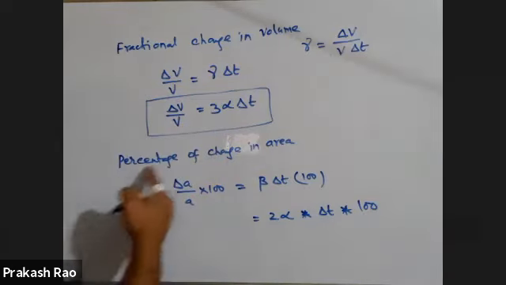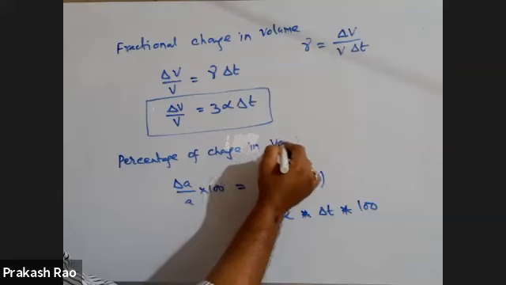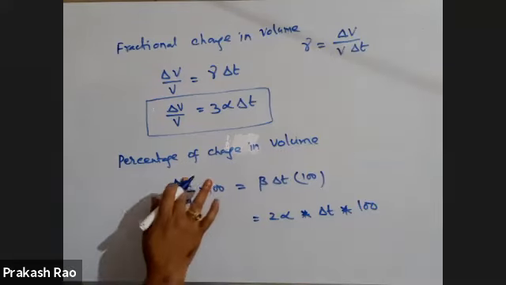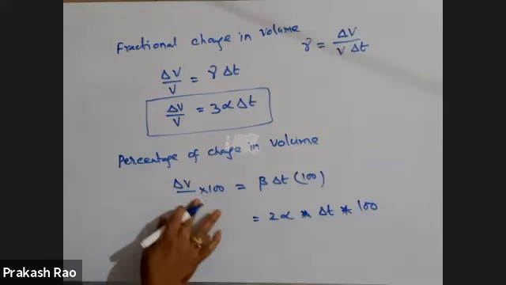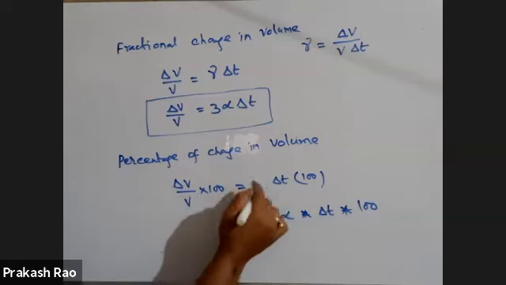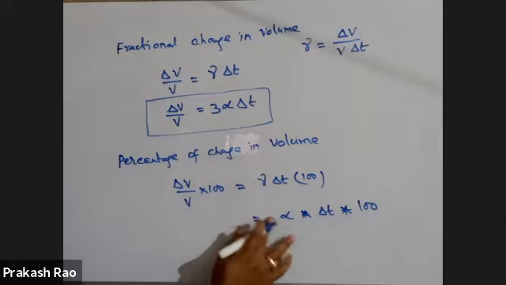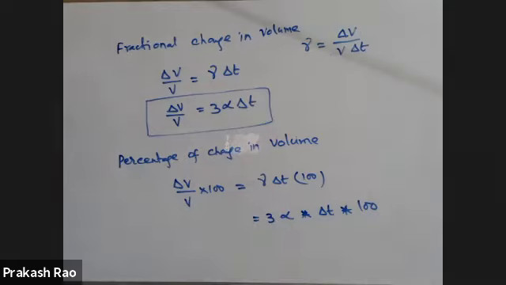This is fractional change in volume. Percentage of change in volume is delta V by V into 100, which is nothing but gamma into delta T. Gamma is nothing but 3 alpha. Please note down all these expressions which are very much useful in solving the problems, my dear students.